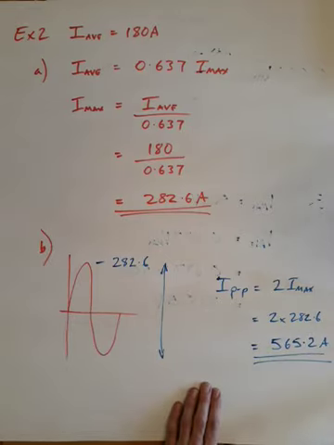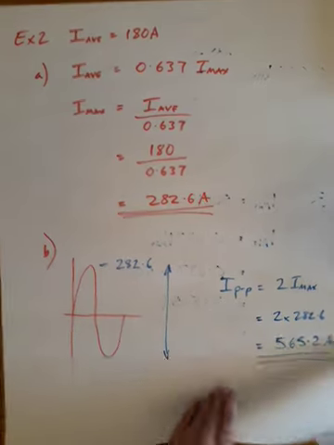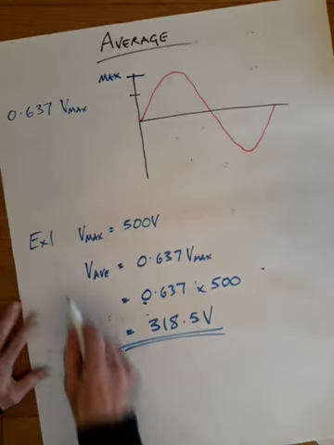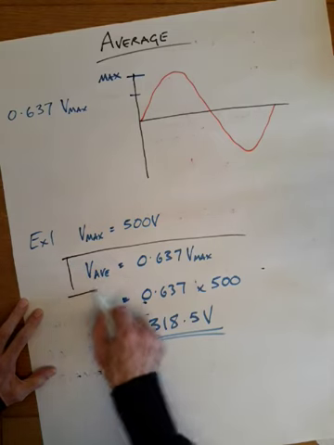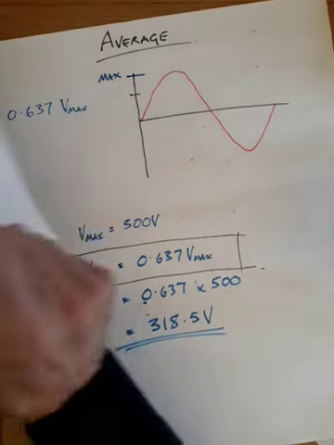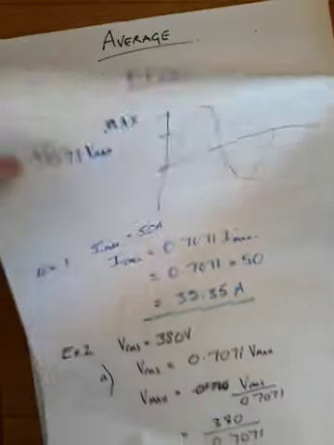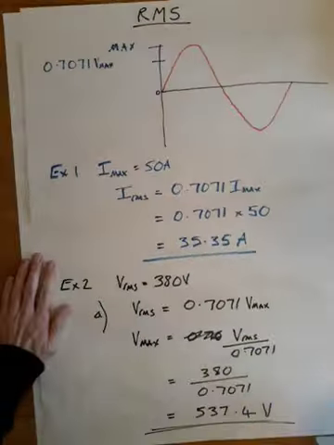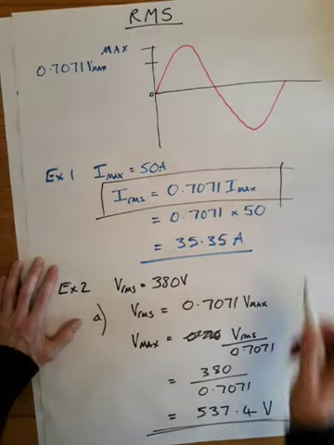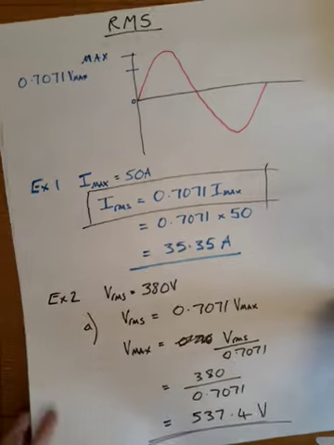Okay, so there's a couple of examples for you. You can complete all the bits on your handout. Let me just recap the key formulae. On the average one, this is the formula that goes in the box, and on the RMS one, that is the formula that goes in the box. Okay, work your way through the questions, and I'll catch you shortly.